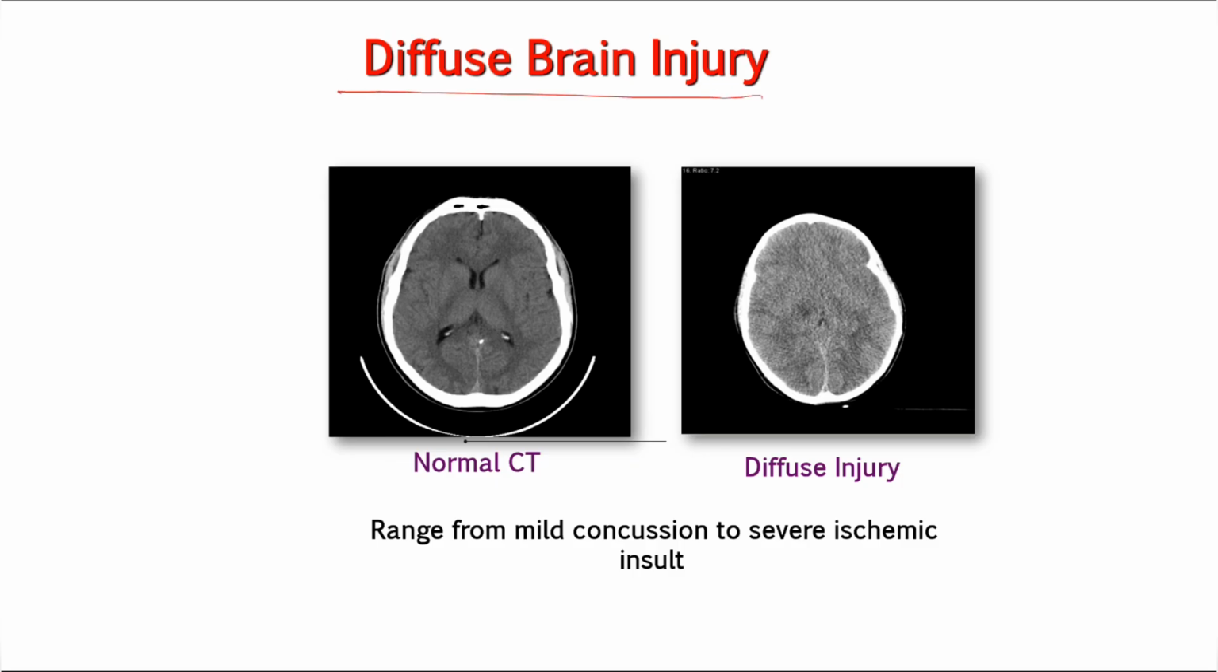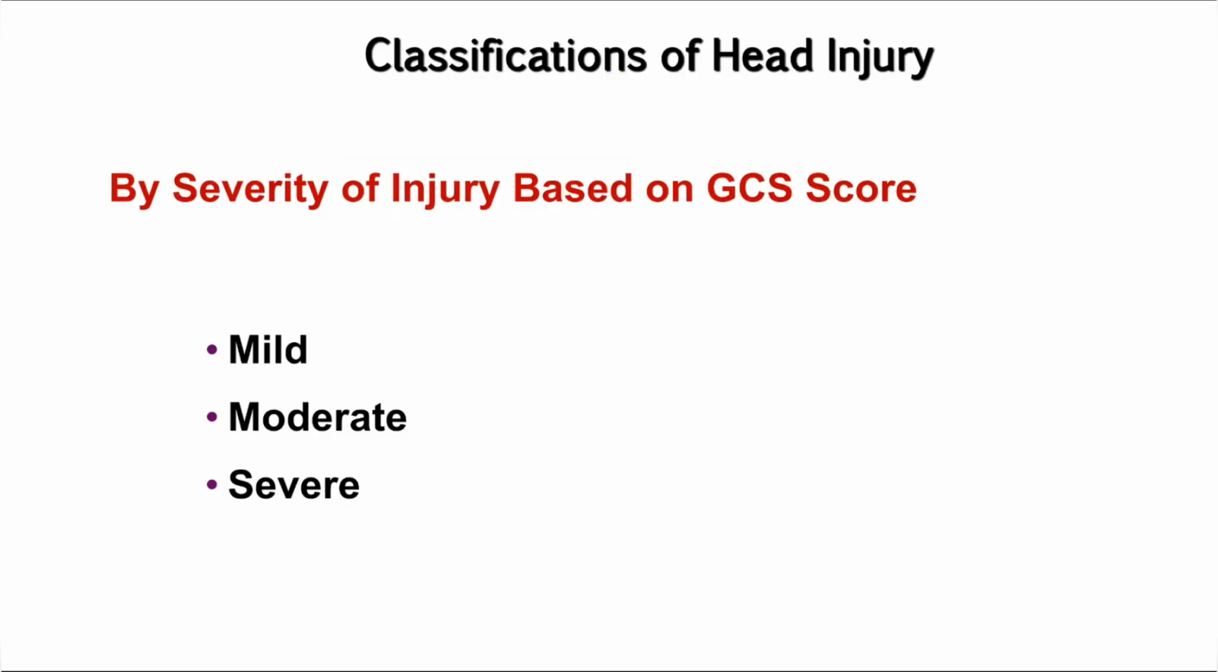Diffuse brain injury, what is that? There is diffuse axonal injury in which the CT scan is normal, but the patient is unconscious or has a decreased level of consciousness. It ranges from mild concussion to severe ischemic insult. So with follow-up, you can know the severity. Usually no need for intervention, but you just do ABCD.